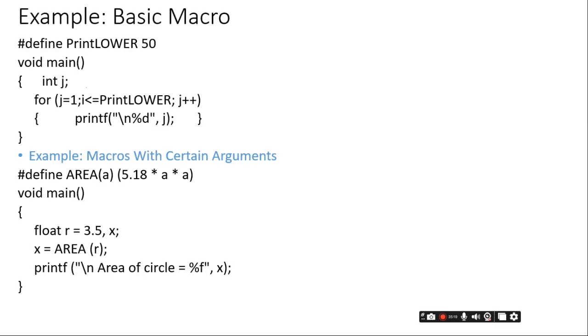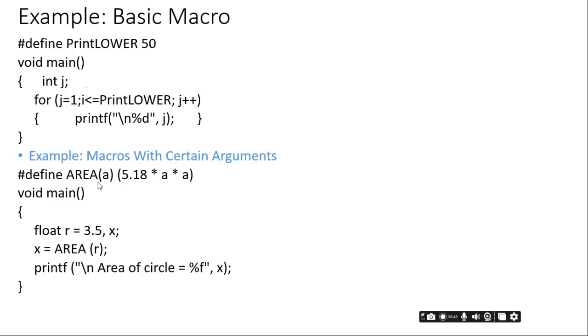So there are some basic macro examples. Here I have defined with #define print lower void main. So I am using print lower as the macro template. Its expanded value will be 50. So in the loop, this will run from 1 to 50 times and it will print the value of j.